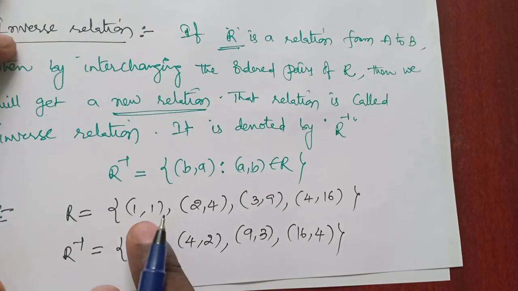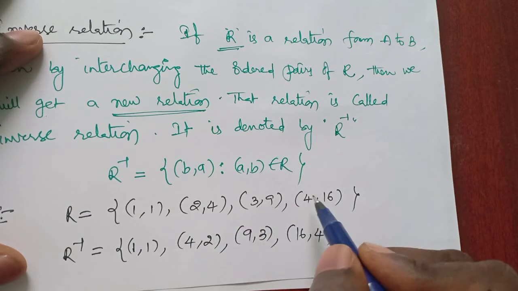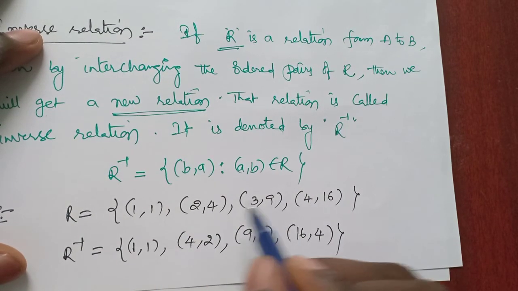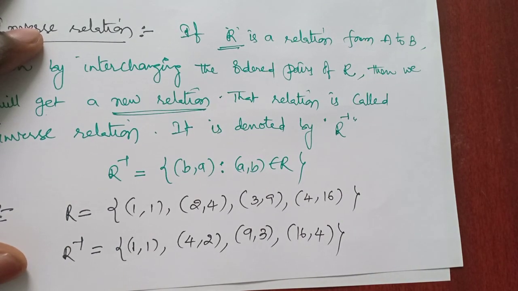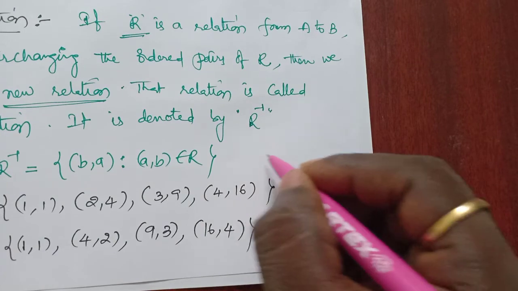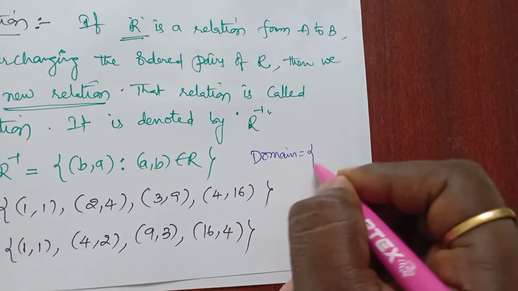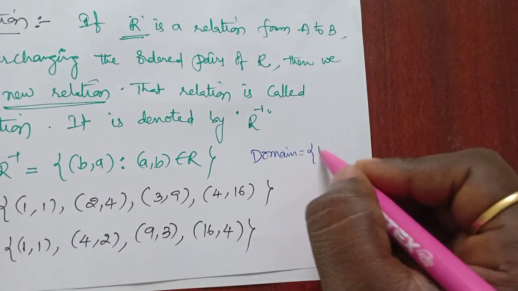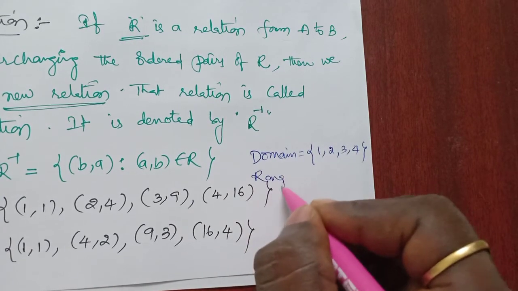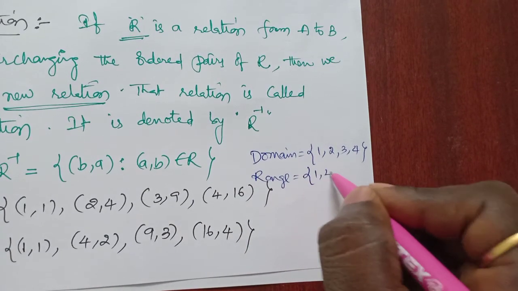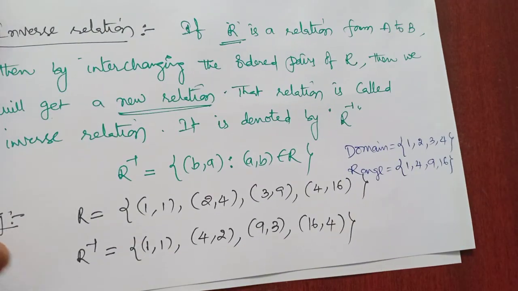Clearly, if you interchange the ordered pairs, we get R inverse. In this relation, the first elements are called the domain and the second elements are called the range. So what is the domain here? Clearly, the first elements, that is 1, 2, 3, 4. And what is the range? 1, 4, 9, 16. So this is all about inverse relation.